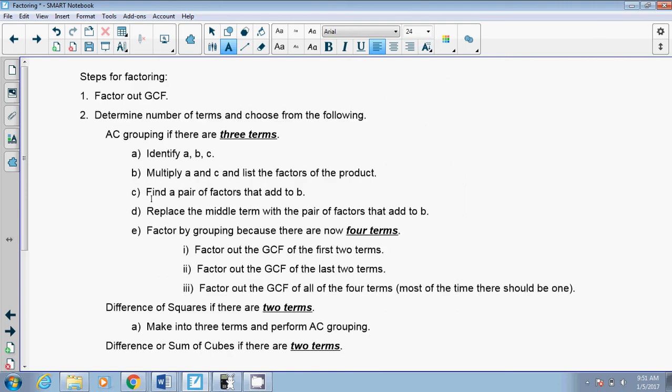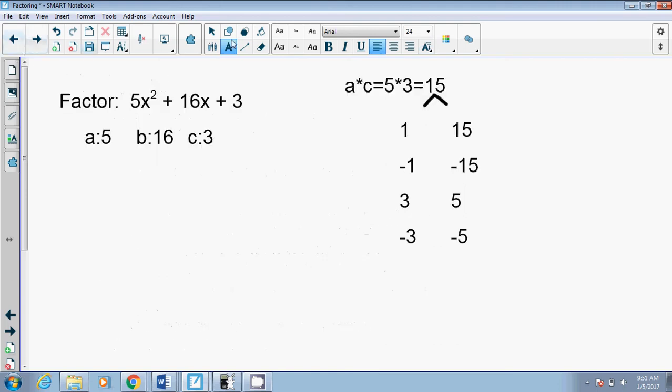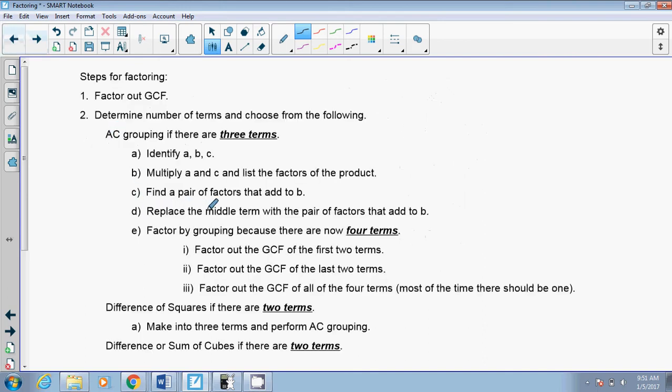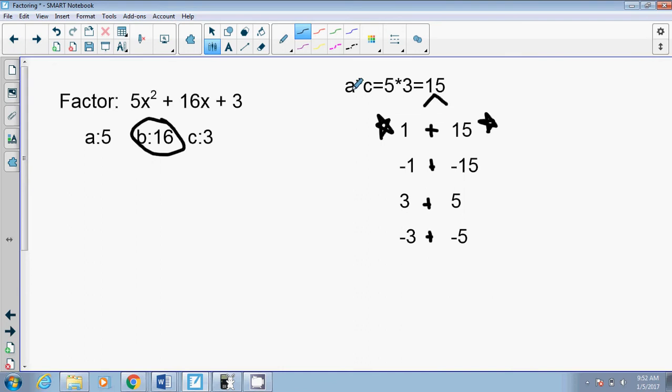All right, so my next step is I want to find a pair of factors that add to B. So I'm going to go through and add each of these factors to try to get to 16, because my B is 16. 1 plus 15, 16. So I find it almost instantly in my list. So now I replace the middle term with the pair of factors that add to B. So instead of writing 16x, I'm going to write 1x and 15x.